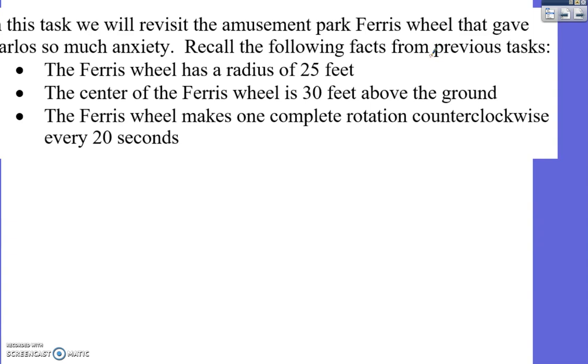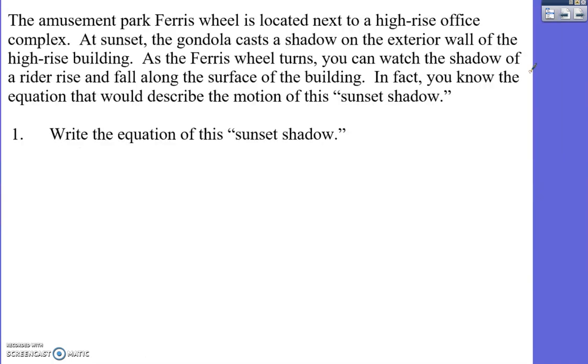And we already know lots of things about our Ferris wheel. It has a radius of 25 feet. The center is 30 feet above the ground, and the Ferris wheel makes one complete rotation clockwise every 20 seconds. Nothing new, all the same facts. The amusement park Ferris wheel is located next to a high-rise office complex at sunset. So when the sun is directly across the horizon right there at sunset, the gondola, with gondola meaning the thing you're riding in on the Ferris wheel, casts a shadow on the exterior wall of the high-rise building.